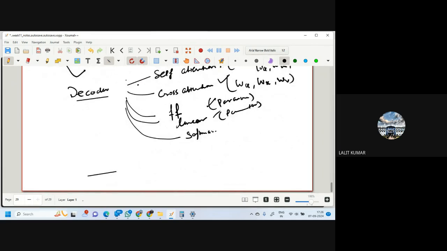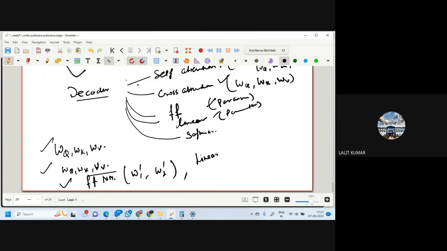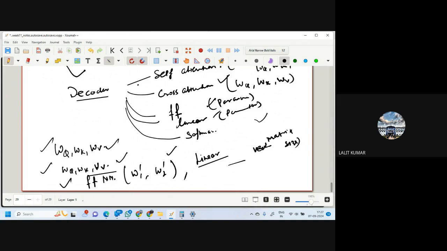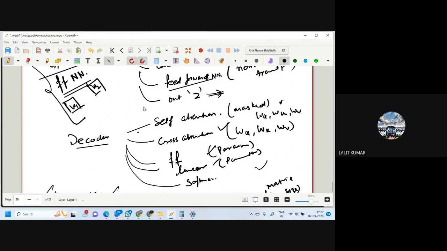When I come to the decoder, I have self attention W_Q, W_K, W_V. Then I have cross attention W_Q, W_K, W_V, which are different. Then I have the feed forward neural network, where also I have two matrices W1', W2'. And then I have the linear layer, for which I'll have a matrix of some size. So these are the parameters in the decoder, and these are the parameters I covered earlier in the encoder. Once you go through that, you can easily find the number of parameters.